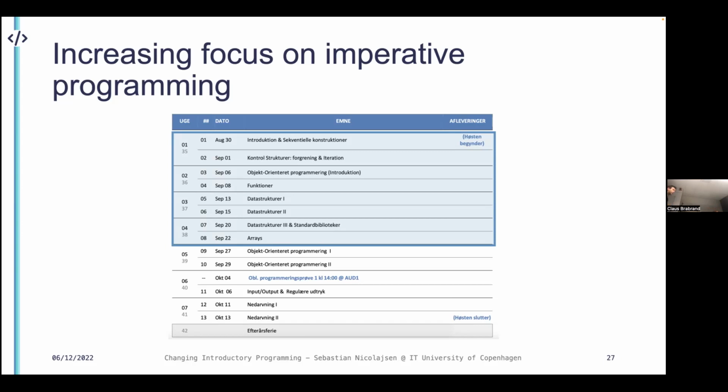I just found out from your colleague that the language of instruction is Danish. Yeah. So, political choice. Yeah.